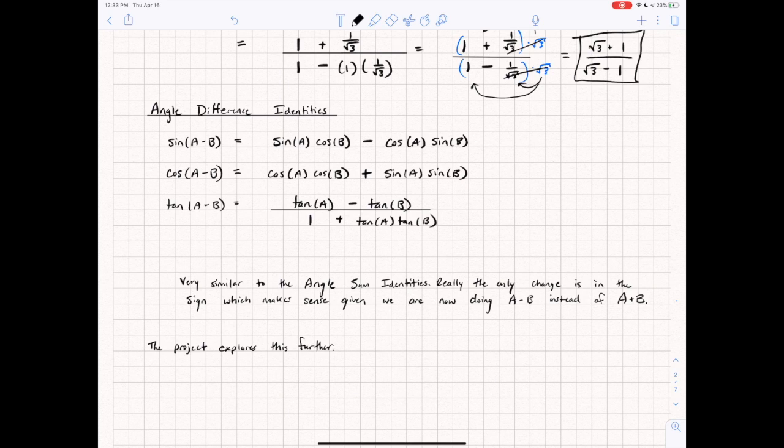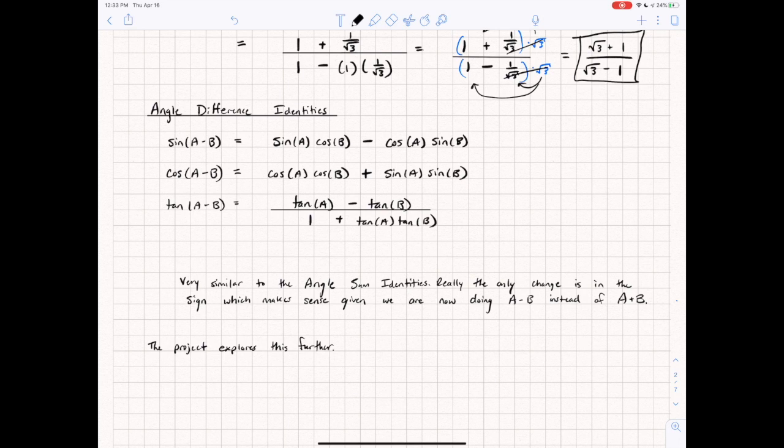All right, so when you're looking at the project, and if you're attempting to do the project, you will see this, and it'll dig into where these formulas come from. They stem from the angle sum, and we talked about the key idea, but mathematically there's more specific things to show. But the project will explore that a little bit further.